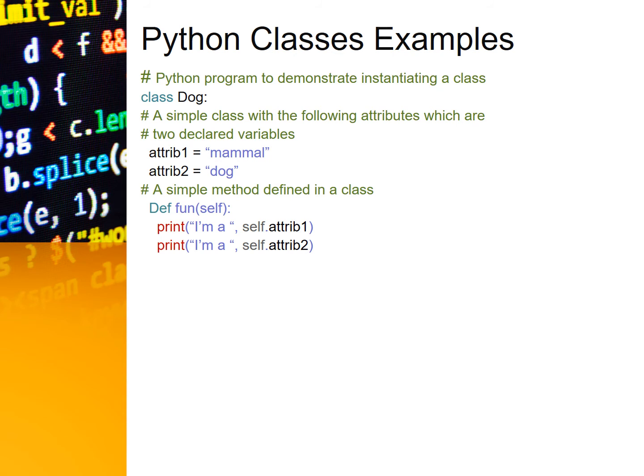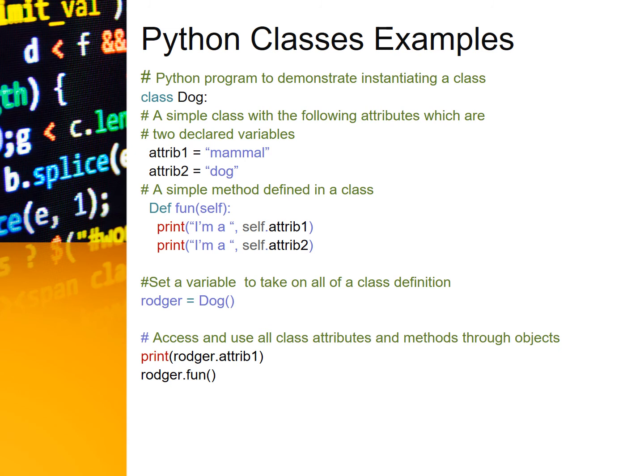So we've called dog. Then I'm going to set outside of the class Roger equals dog. Now that means that Roger becomes a class of the type called dog. Then I'm going to write a program which includes Roger. So print roger.attrib1 and then roger.fun. Well, when we print Roger attrib1, what happens is that mammal appears because that's our attrib1. Then I run Roger fun and it says print I'm a self attrib1, which is I'm a mammal, and print I'm a self attrib2, which is a dog. Once you understand this, it'll be a lot easier to understand classes.